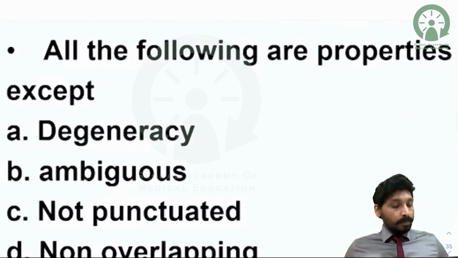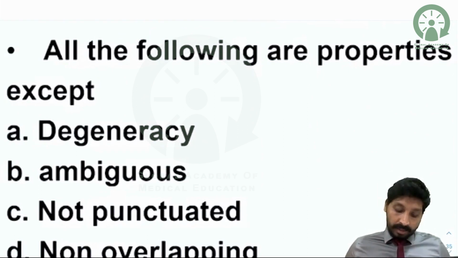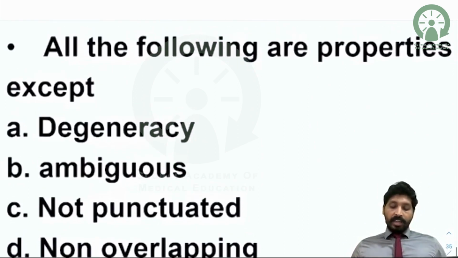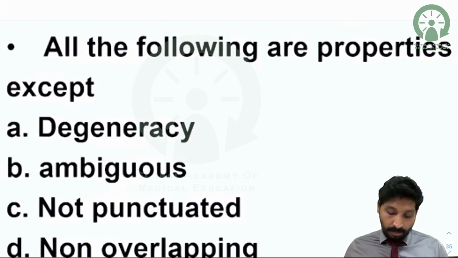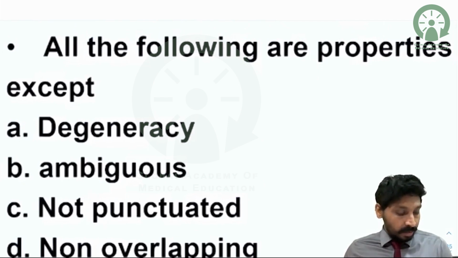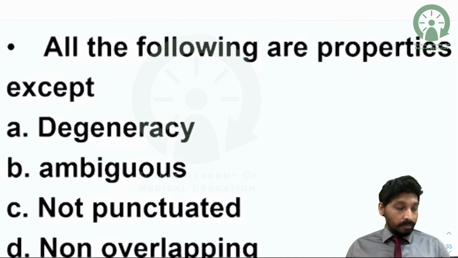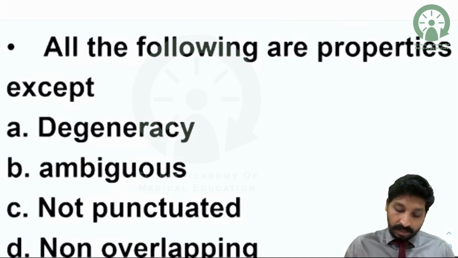So all the following are properties of the genetic code except. Degeneracy, yes. Ambiguous, not punctuated, or non-overlapping. Yes, degeneracy, you can say, the number of codons, how many you have? 64 codons we have.